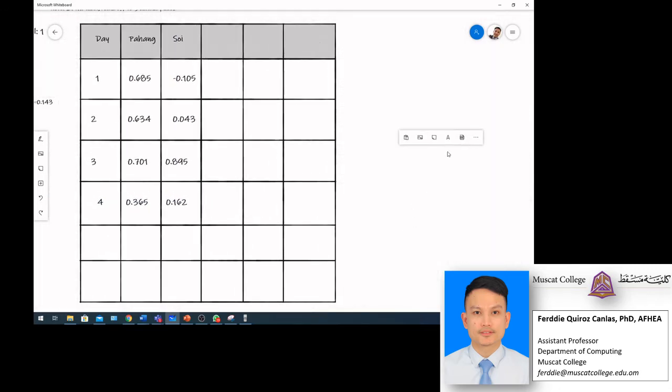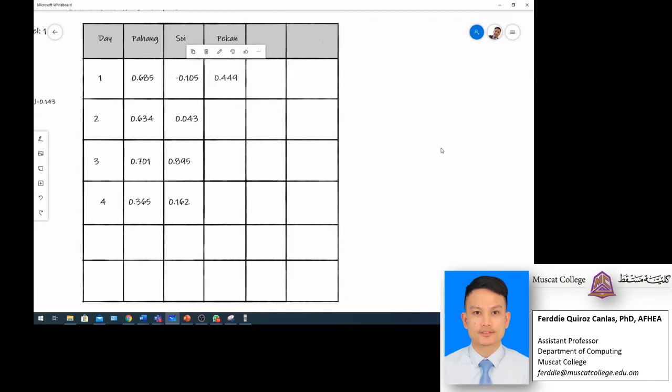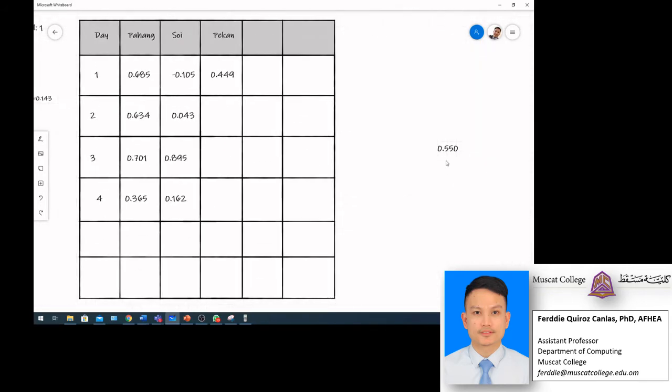Okay. Then for the river Pecan, we have it in here. The first value for Pecan is 0.449 for the first day, the similarity. Then we have 0.550 for the second day. Then we have 1.000 for the third day. And we have negative 0.001 for the fourth day.